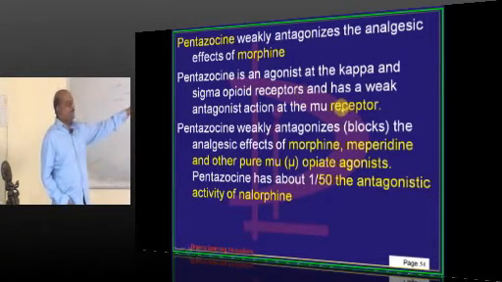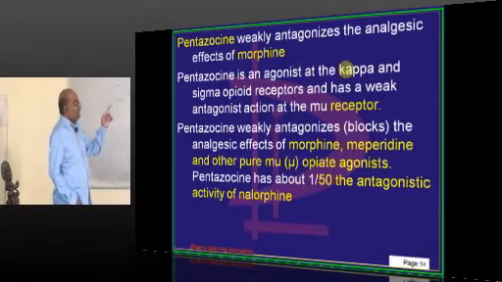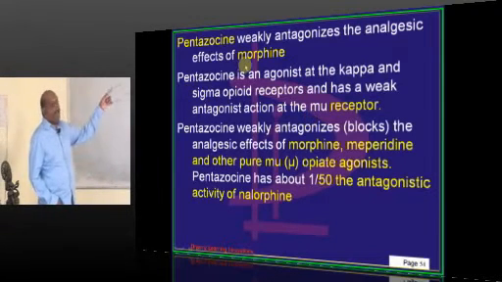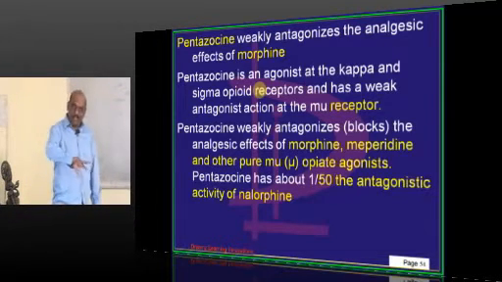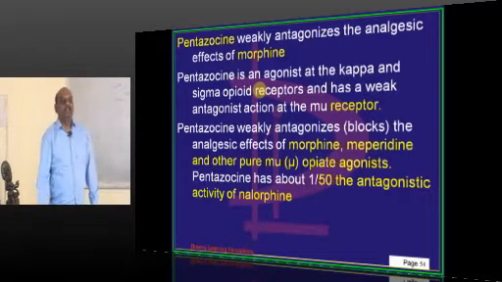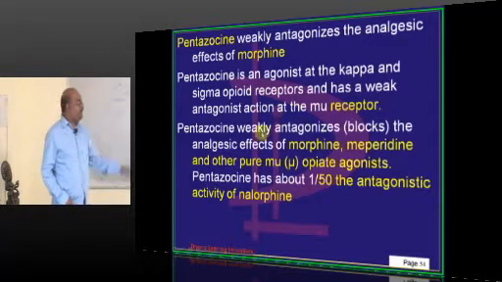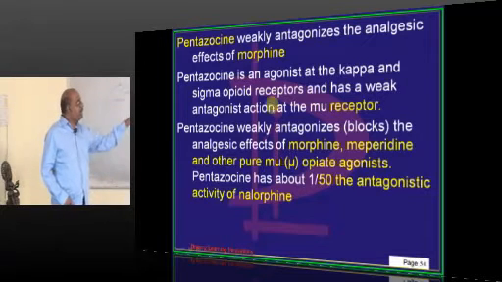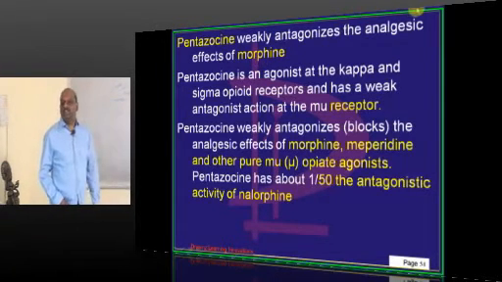Basically, whenever you look at the opioid receptors, what are the various varieties that you have? You have kappa receptor, sigma receptor, mu receptor. Pentazocine is not a complete agonist. It is a mixed agonist-antagonist type of opioid. So pentazocine is an agonist for kappa and sigma, but it is a weak antagonist to the mu receptors. Mu receptors have the analgesic effect, so morphine's analgesic effect is antagonized by pentazocine, hence pain will worsen is what you need to remember.